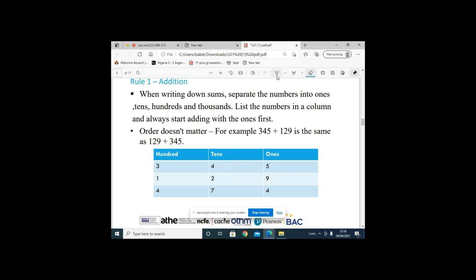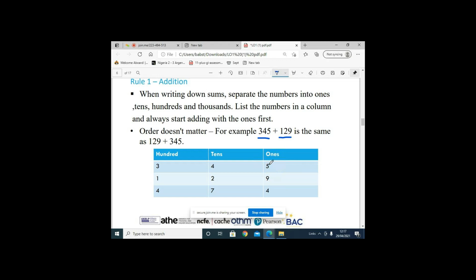For example, now we are trying to add 345 plus 129. The first digit here is the hundreds value. The second one is the tens, while the last one is the ones. So you have to arrange them based on that. That's why I put the hundreds 3, 4, and 5. On the tens, you see the 1 on this number. The hundreds is 1, the tens is 2, and the last one, the ones, is 9.